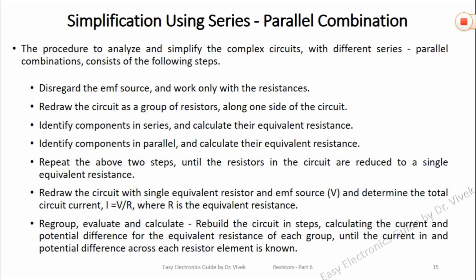Now, redraw the circuit with the single equivalent resistor and EMF source. Determine the total current using Ohm's law. After this, we have to work backwards. Rebuild the circuit in steps. Calculate the current and the potential difference for the equivalent resistance of each group until the current in and the potential difference across each resistor element is known.